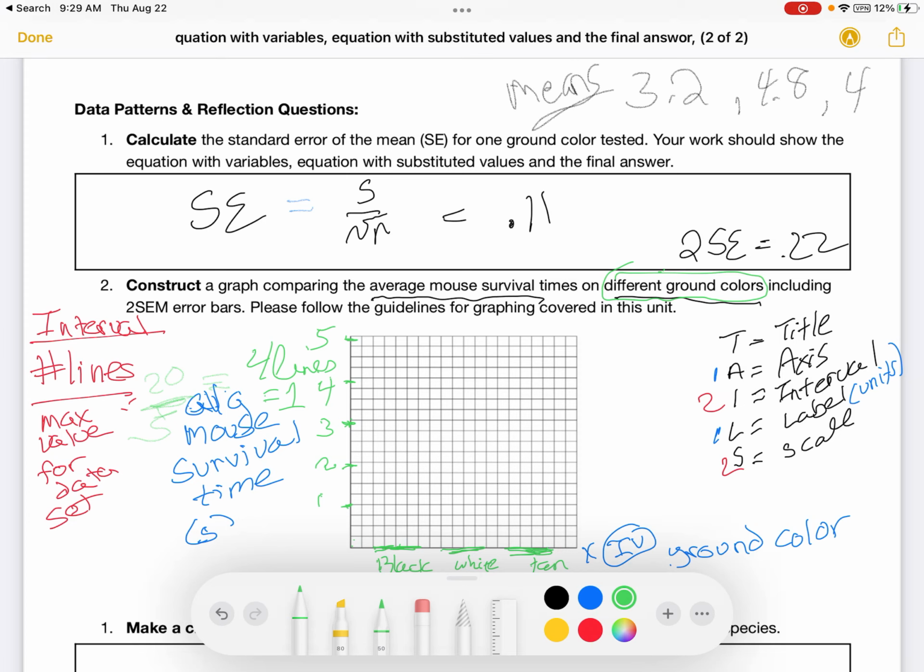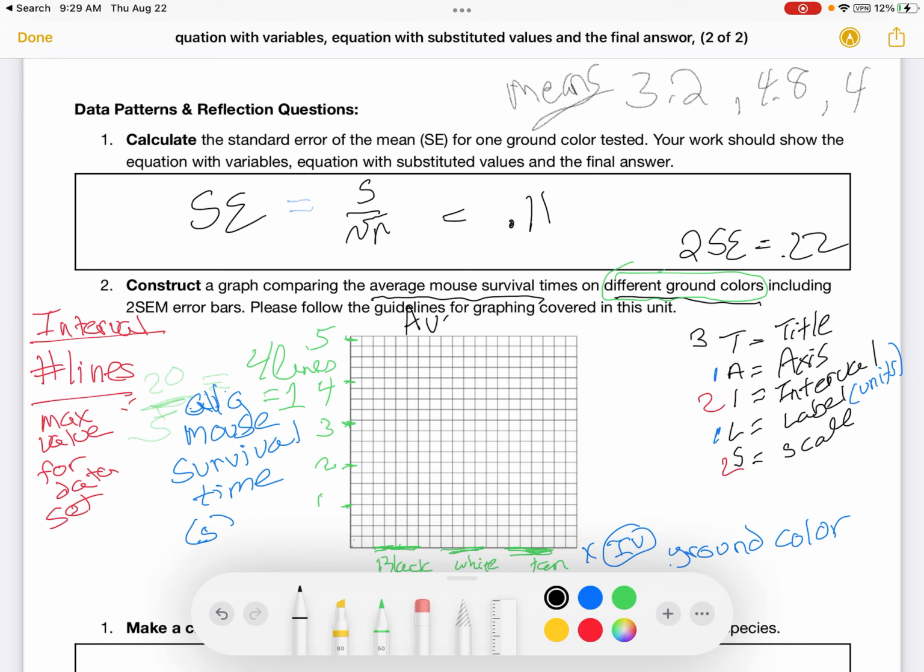Or brown. I'm not sure what it's set up above. Okay, so now I have them set up. The last thing I need to do is my title. Titles always have both of your variables, your dependent variable compared to your independent variable. And so in this case, I just have to copy from the labels. That's what's nice if you do the labels.